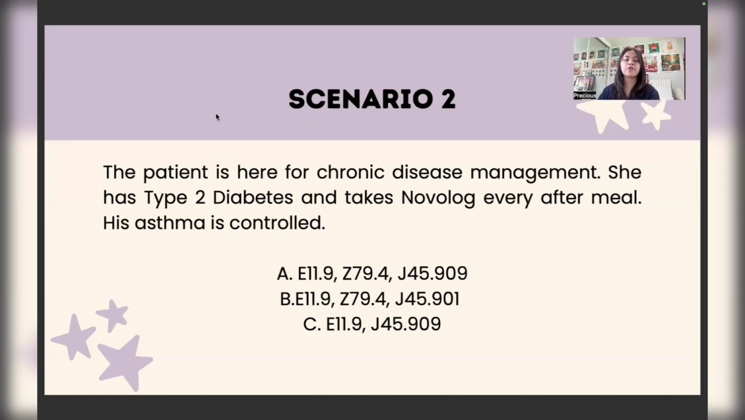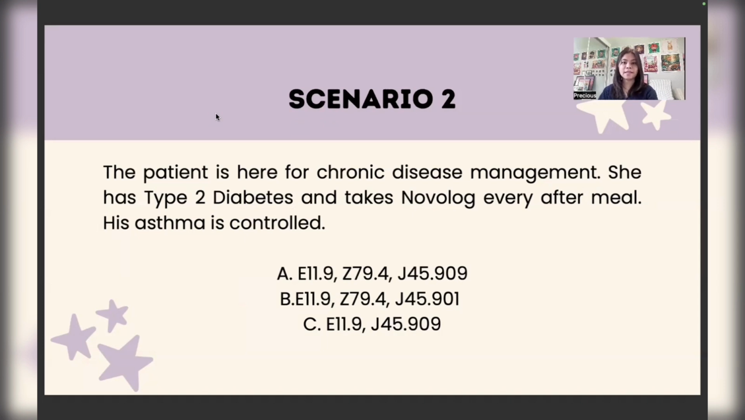All right, friends, we are in our scenario number 2. The patient is here for chronic disease management. She has type 2 diabetes and takes Novolog every after meal. His asthma is controlled. Here are the multiple choices. A, E11.9, Z79.4, and J45.909. B, E11.9, Z79.4, and J45.901. And letter C, E11.9 and J45.909.